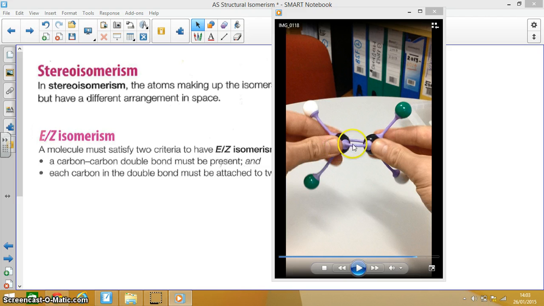And because the molecule is held rigid by this double bond, there is no free rotation. So we effectively have two isomers. We have an isomer where both of the chlorines are held above the two carbon atoms, and we have an isomer where one of the chlorines is held above a carbon atom whilst the other is held below a carbon atom, effectively opposite.